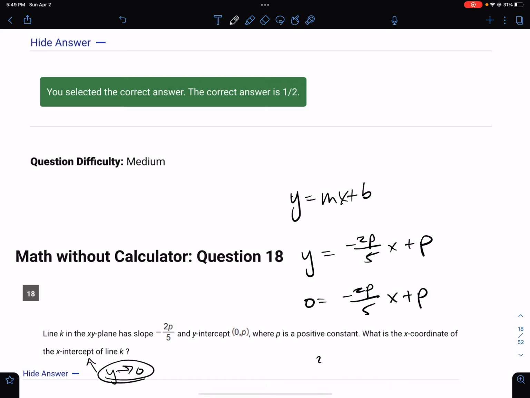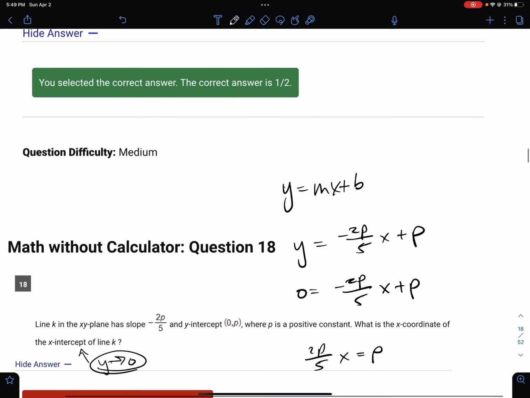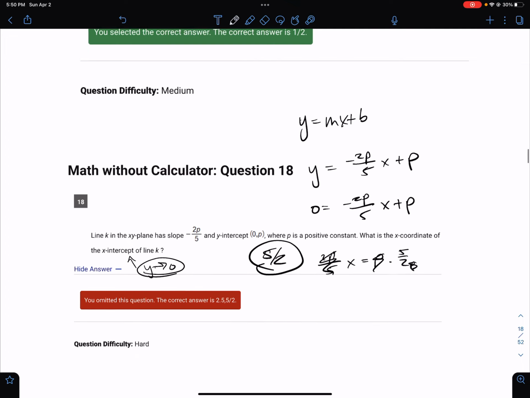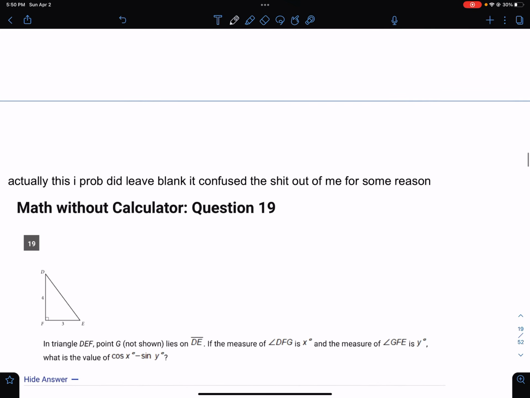We have 2p over 5 x equals p. Solving for x, we're going to multiply both sides by the reciprocal, so times 5 over 2p. Oh, the p's cancel. This and this cancel. 5 over 2. Is that correct? Oh my god, good. All right, that's good for 18. Let's keep going. Come on down here for 19.